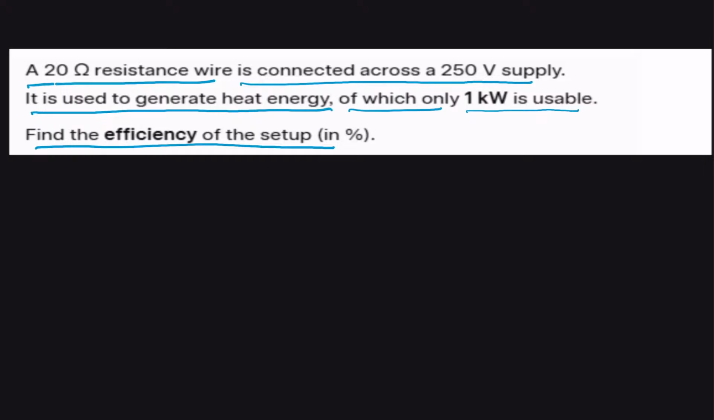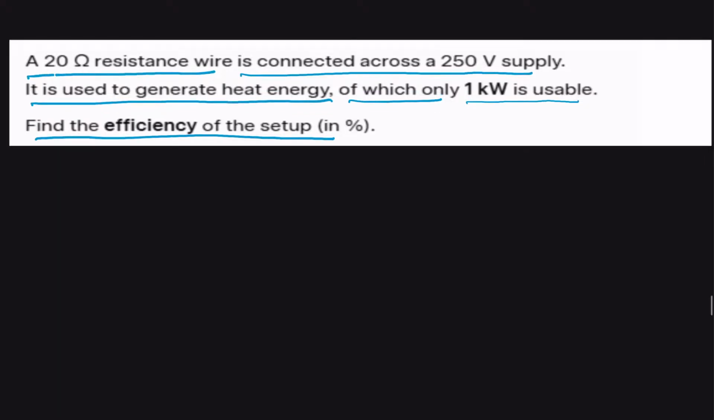So indirectly, it is mentioned that the amount of usable power is only 1 kilowatt. So it is basically our input, some engine, and then it is output. So in terms of efficiency it is given. So it is a beautiful question framed in a different way.